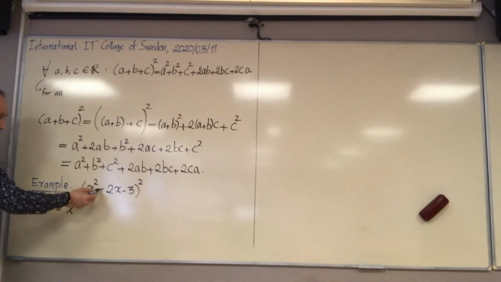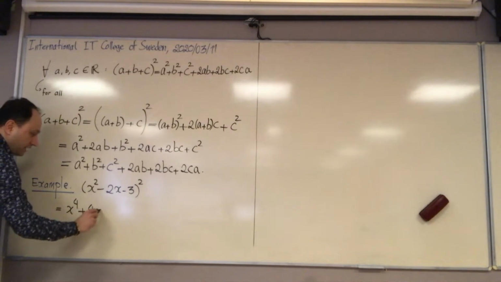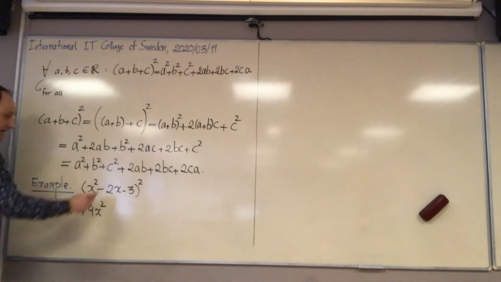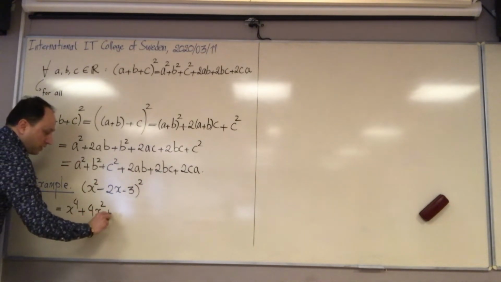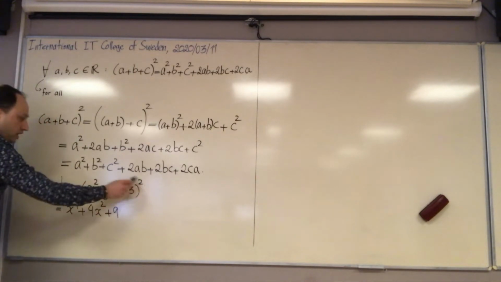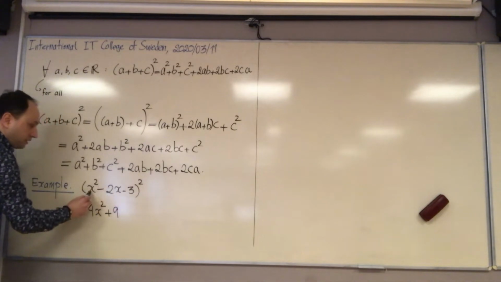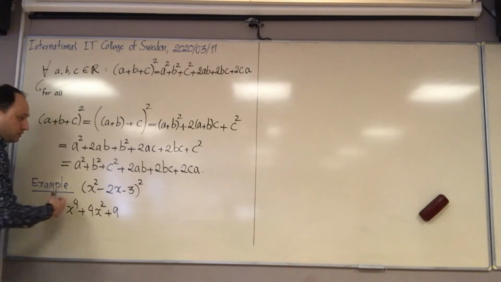Positive. Even though this is negative, by squaring it becomes positive. So it becomes 4x squared. The last one to the power of 2 becomes positive 9 for the same reason. But then I have 2 times the first one times the second one. Will it be positive or negative? Negative. So it becomes how much? 2 times the first one times the second one. You can do it in your head.